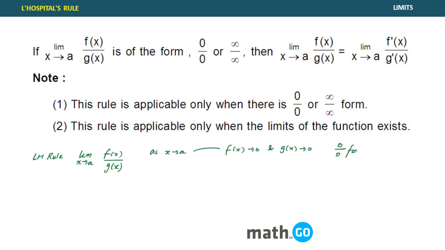So this means it becomes a 0 by 0 form. That means when you put x equal to a, the numerator also becomes 0 and denominator also becomes 0. Or as you put x equal to a, f(x) approaches infinity and g(x) also approaches infinity. That means we can say infinity by infinity form. So if these two forms are there, then only the LH rule is applicable. Just understand first of all. So this is basically the eligibility point. So the LH rule is applicable, right, when you have these particular conditions with you.